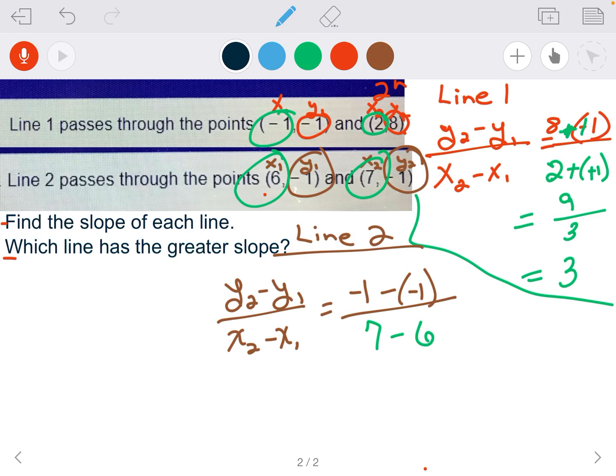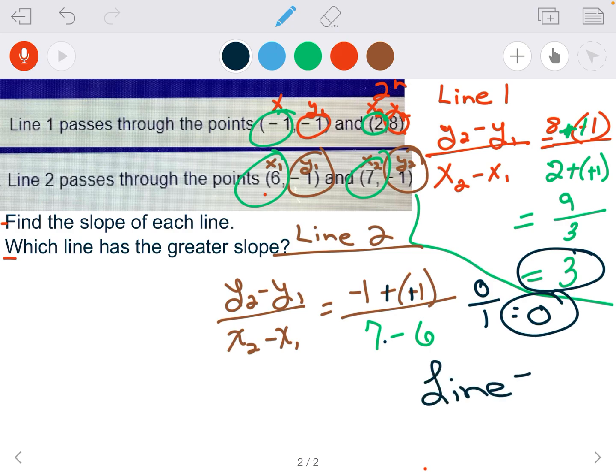All right, I want to find the values. So skip, change, change. So I've got negative 1 plus 1, which is 0. 7 take away 6, which is 1. 0 divided by 1 is 0. So which is greater, line 1 with the slope of 3 or line 2 with the slope of 0? So obviously it is line 1.